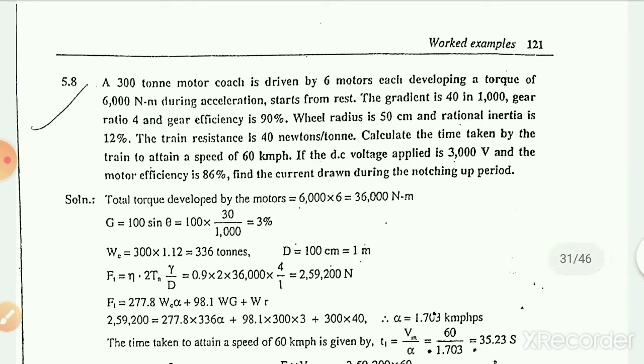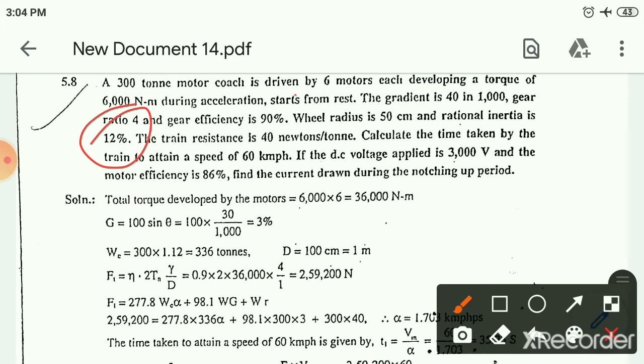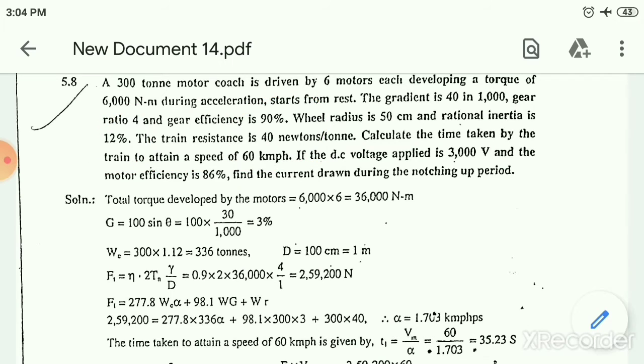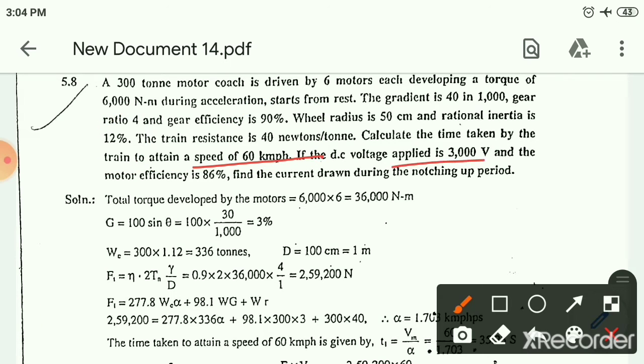Similarly, next question. A 300 ton motor coach is driven by 6 motors, each developing a torque of 6000 Newton meter during acceleration, starting from rest. The gradient is 40 in 1000. The gear ratio is 4 and the gear efficiency is 90%. The wheel radius is 50 centimeter and the rotational inertia is 12%. The train resistance is 40 Newton per ton. Calculate the time taken by the train to attain a speed of 60 kilometers per hour. If the DC voltage applied is 3000 volts and the motor efficiency is around 86%, find the current drawn during the notching period.